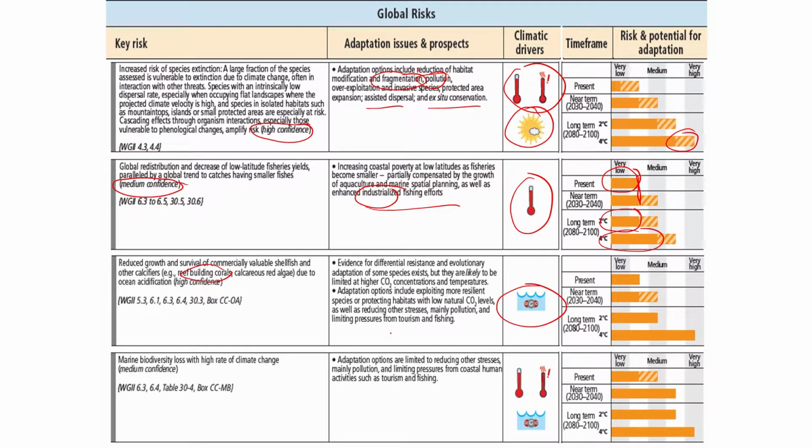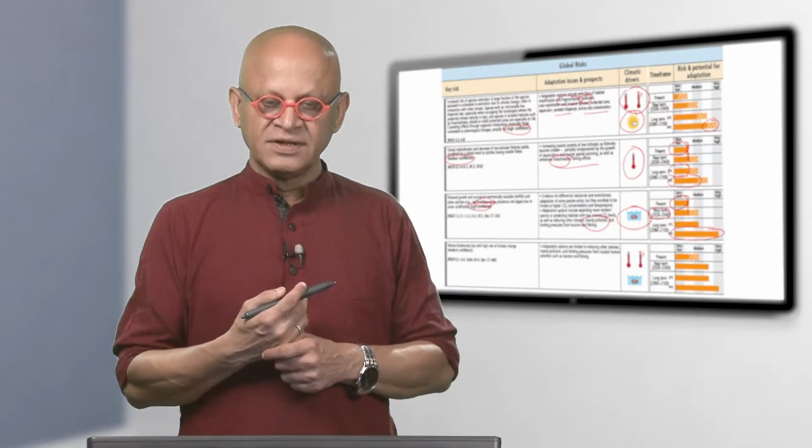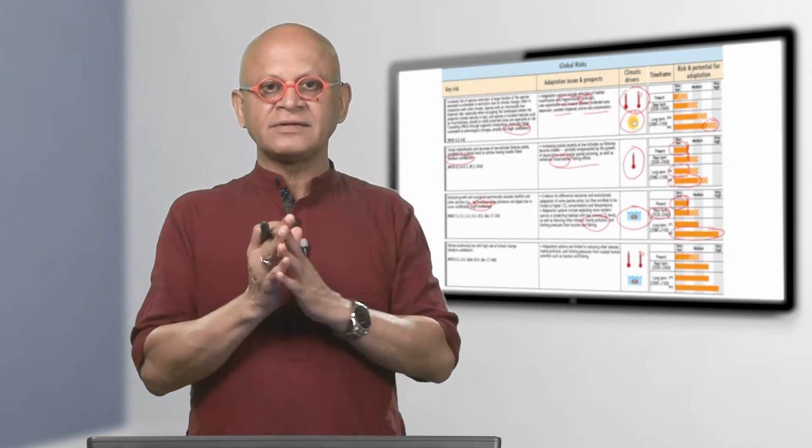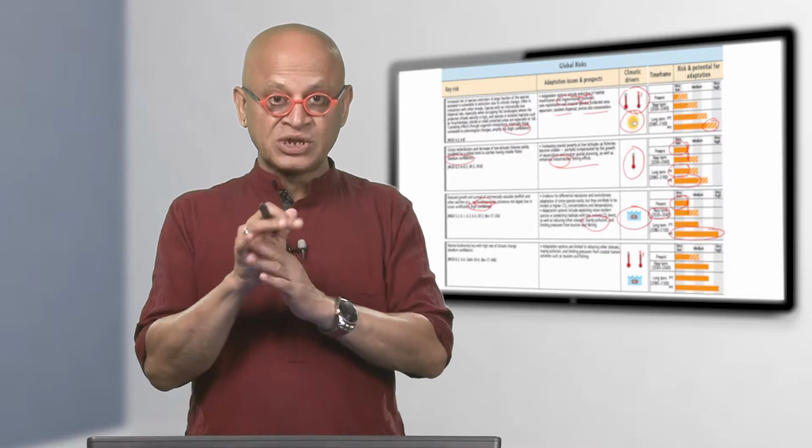The adaptation options include exploiting more resilient species and protecting habitats with low natural CO2 levels. Of course, reducing pollution and limiting pressures from tourism and fishing. So, there are many agencies which look at fisheries in international waters.